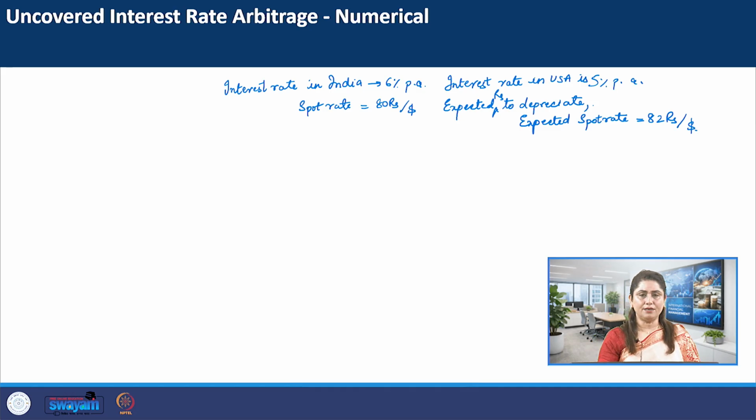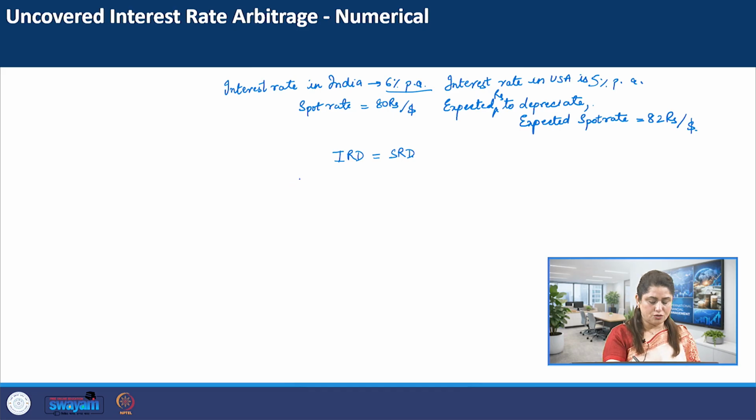Now here again we are going to find out whether the arbitrage process can exist or not. For that, we will find the interest rate differential and the spot rate differential. Fine, that is the expected spot rate. Now let's first find out the interest rate differential. Here we are taking the time span of 1 year, so we are taking this per annum interest rate.